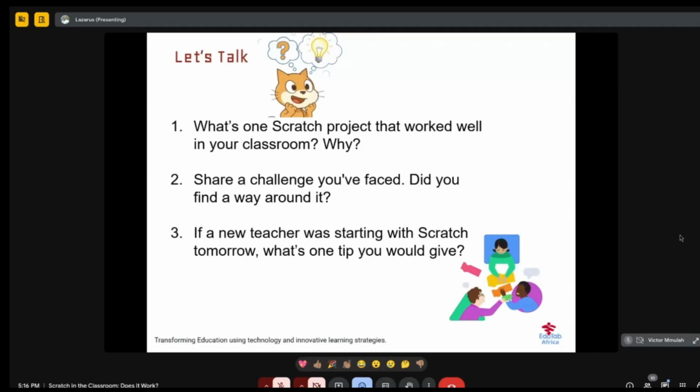Yes, on question one, when we look at what Scratch project worked well in your classroom, this one was when I was teaching pre-technical in grade 9 on visual programming, where they were introduced to the concept of Scratch. What worked well is coding, linking those sprites and creating animation. That is where it worked well.